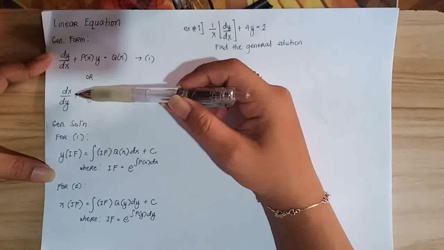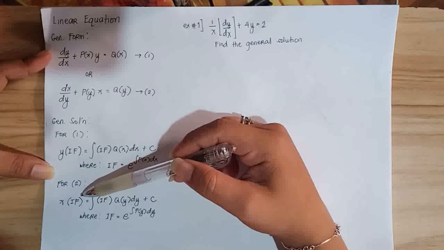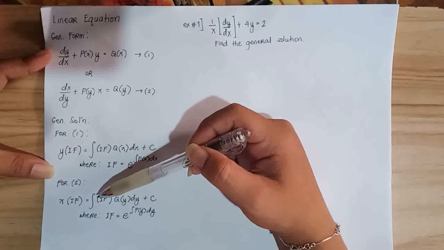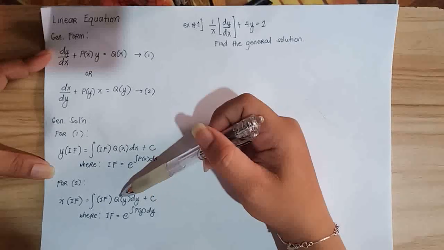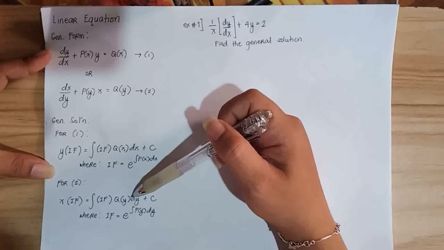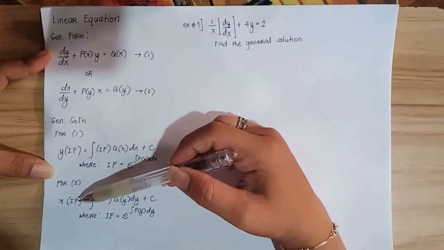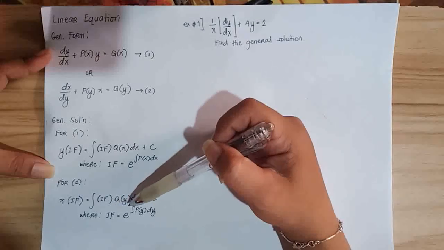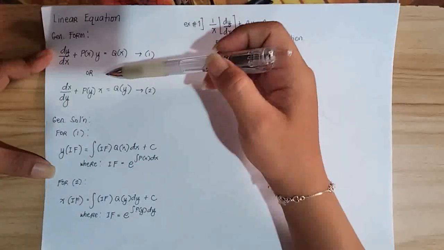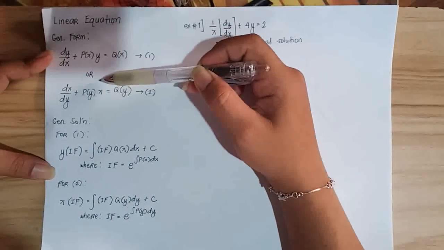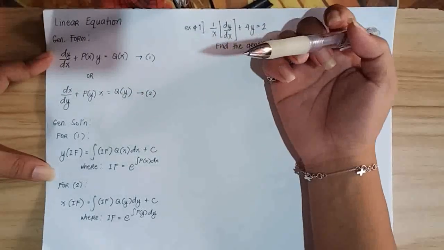Then, let's say you have your dx over dy. Your formula must be x multiplied by the integrating factor equal to the integral of the integrating factor multiplied by the q of y. Then, your variable is y. So, this is dy plus c, wherein the integrating factor for this is equated to e raised to the integral of p of y dy. So, you also need to identify p of y, which is the one that goes with x, and you should also identify q of y. Clear?